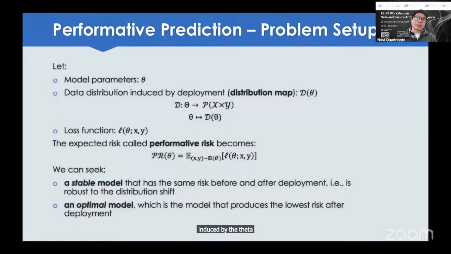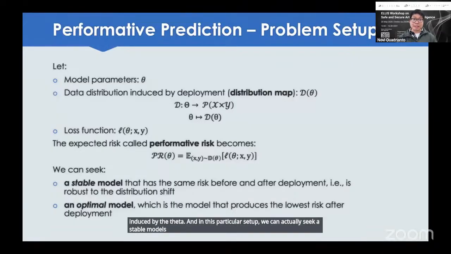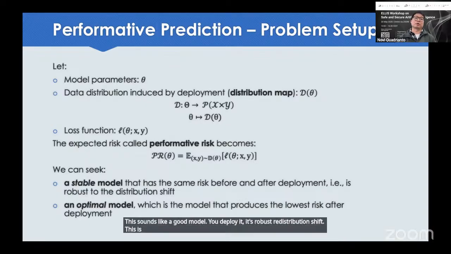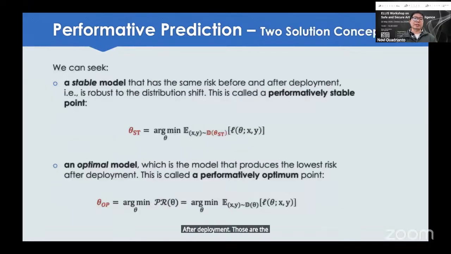In this setup, we can seek a stable model, a model that has the same risk before and after deployment. It's robust to the distribution shift. This sounds like a good model: you deploy it, and it's robust to the distribution shift. This is maybe what we wanted to seek. But we can also seek an optimal model, which is a model that produces the lowest risk after deployment. Those are the two solution concepts that we typically seek.